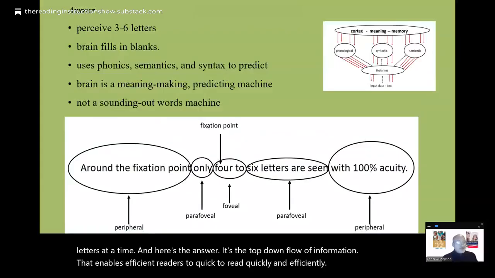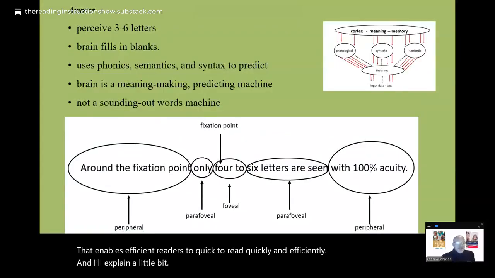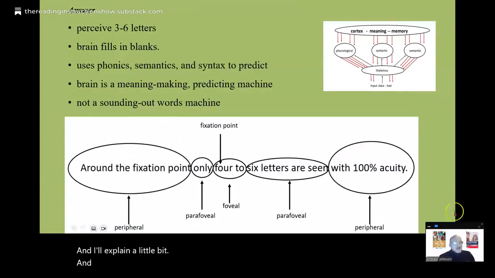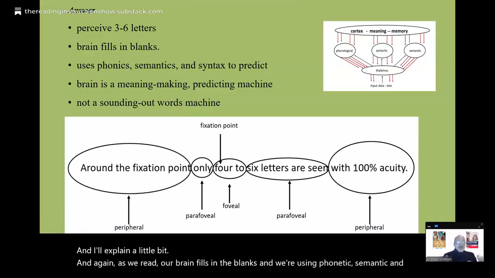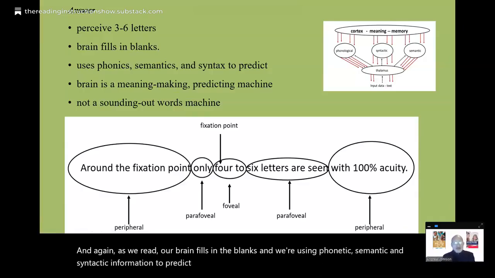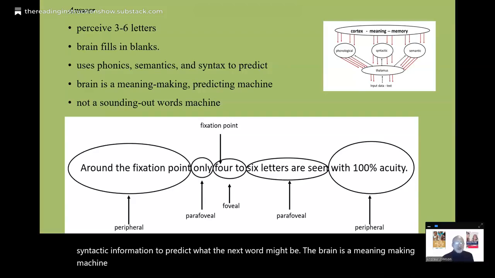And I'll explain a little bit. Again, as we read, our brain fills in the blanks, and we're using phonetic, semantic, and syntactic information to predict what the next word might be. The brain is a meaning-making machine, a predicting machine, not a sounding out words machine.